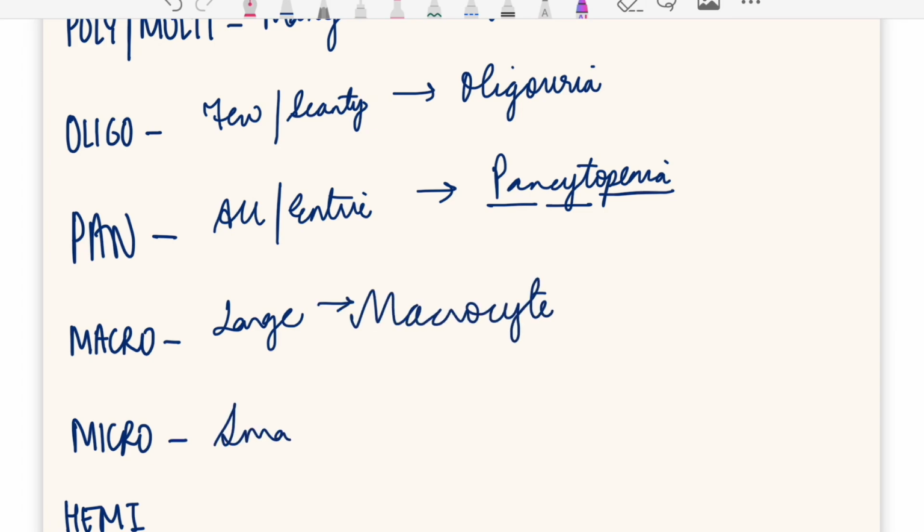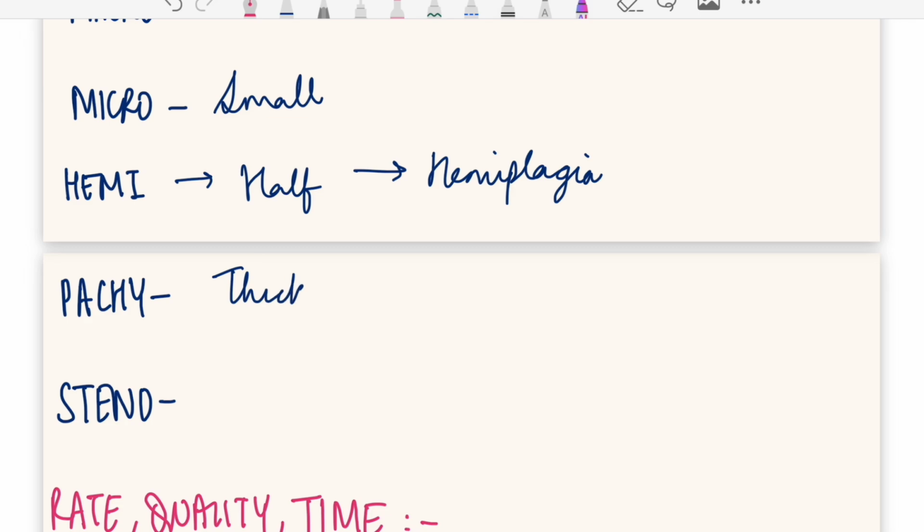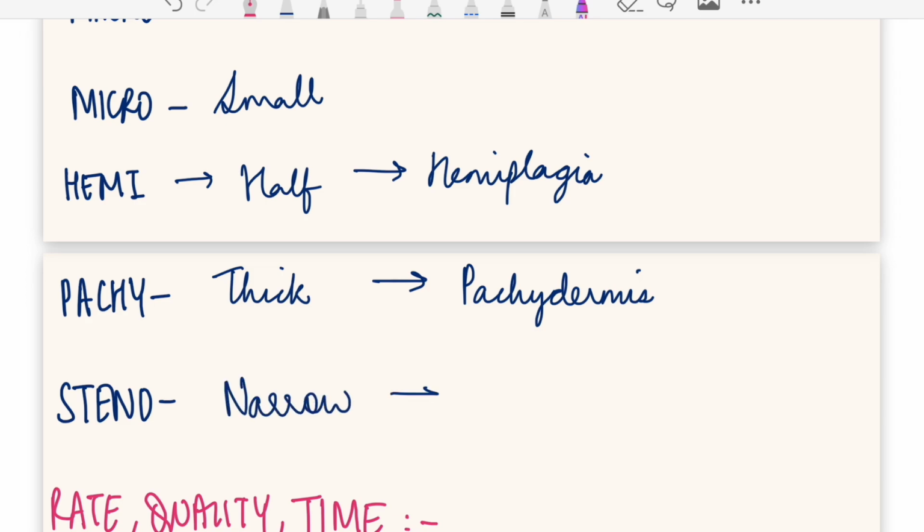Similarly, micro means small. Now comes hemi. Hemi means half. For example, hemiplegia. Hemiplegia means that half a side of the body is paralyzed. Pachy means thick. Example, pachydermis. Now we know what dermis means. It means skin. So pachydermis is thickened skin. Steno is narrow or constricted. For example, stenosis. Stenosis is narrowing of a passage.